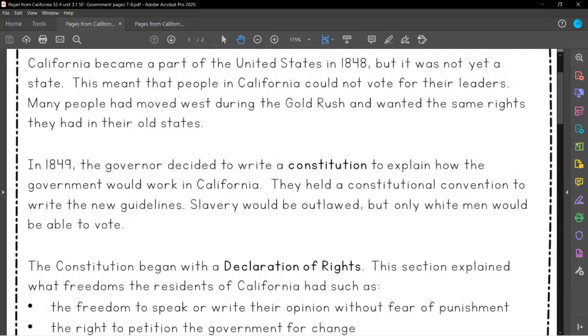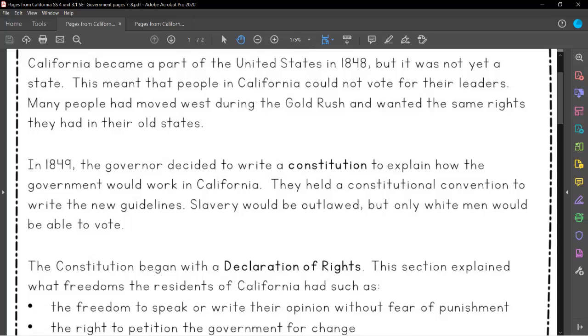So like I said, in 1849, the governor of California decided to write a constitution to explain how the government would work in California. Remember, each state has their own government. So they held a constitutional convention to write the new guidelines. Slavery would be outlawed. That means it is not allowed.